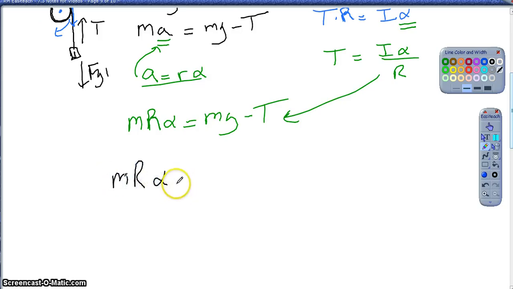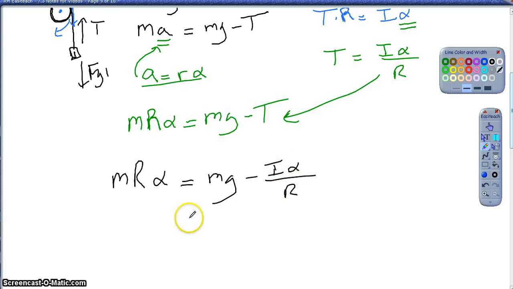So obviously, incorporating all of this together, I have my mass times my radius times alpha. I do actually need to be careful, right? Both of these masses are the lowercase m because they're representing the mass of the hanging object and not the mass of the disk. So keep that in mind as we're doing this. Same thing with that one. And then the tension, the moment of inertia times alpha divided by R.